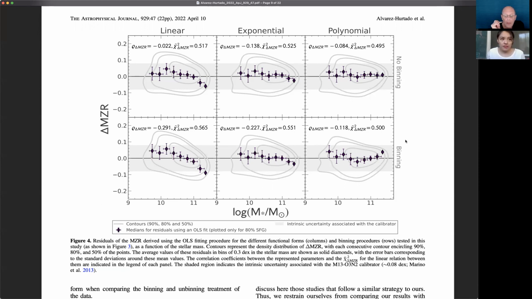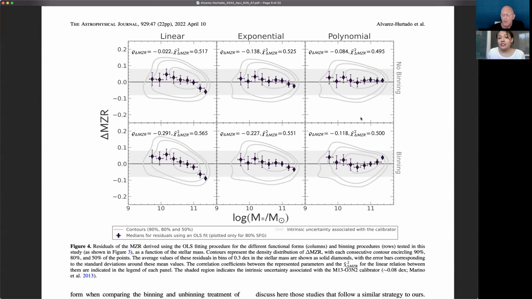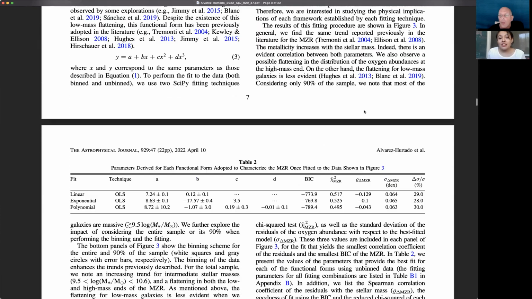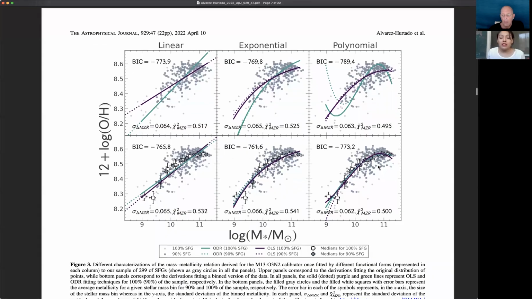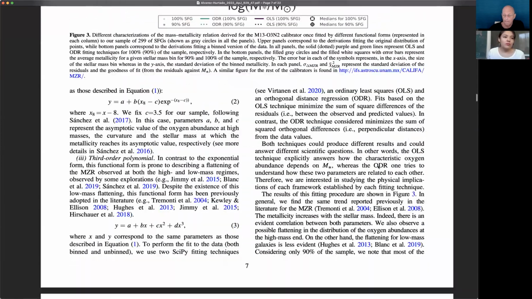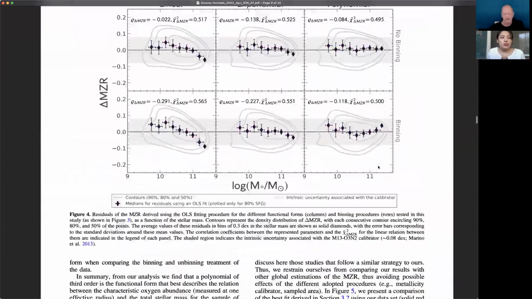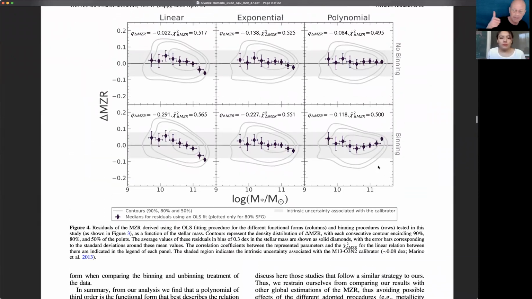In summary, we find that a polynomial of third order is the functional form that best shapes the mass metallicity relation for our sample of star-forming galaxies, regardless of the calibrator, since it presents the least dependence on the stellar mass. You're trying to do the complete subtraction. I'm with you.